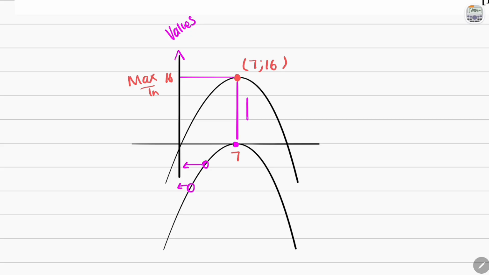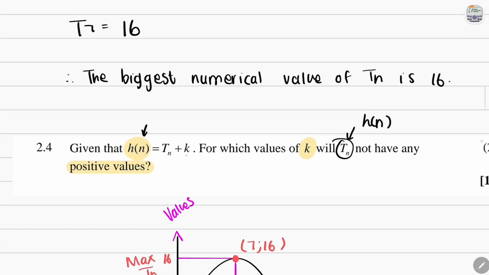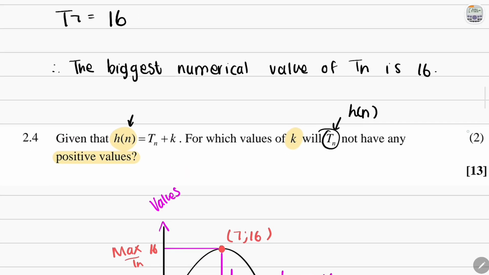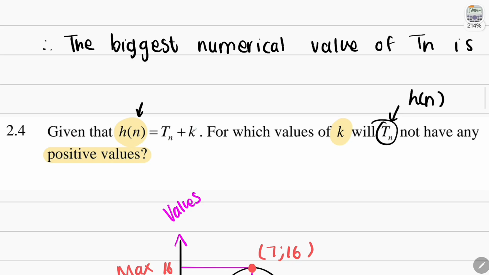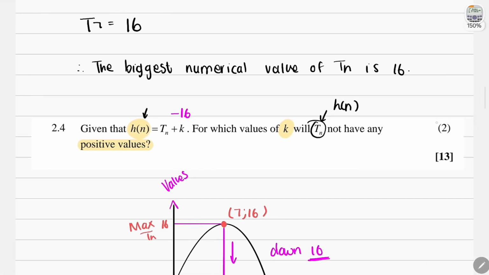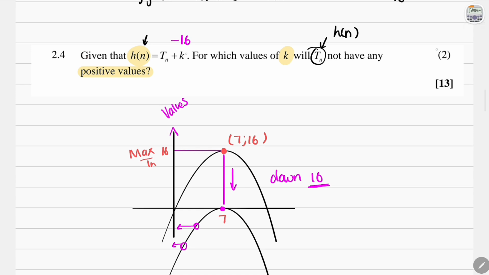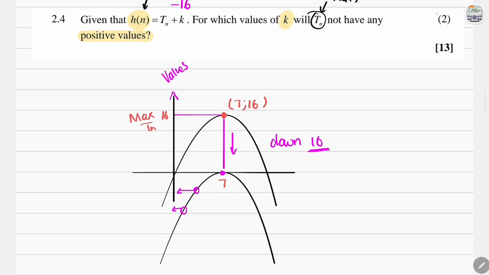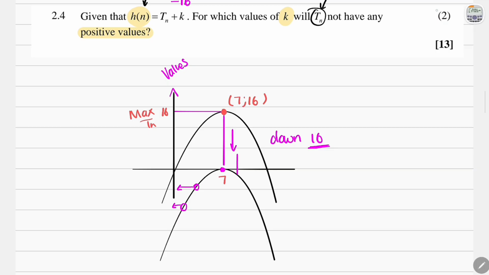It means that you need to shift it down by 16 units. So shift it down by 16 units. How do we apply a downward shift? If you want this graph to go down, you need to say minus 16 and then it will move down. So we just need to ensure that this value of k can be negative 16 and then it can be anything below 16.